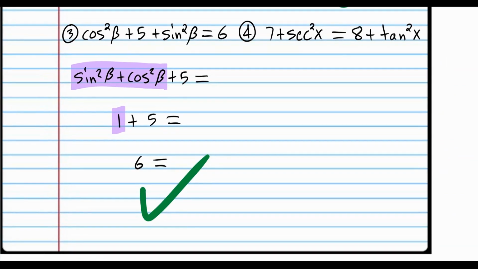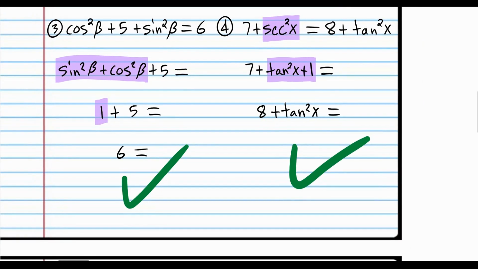Okay, let's try number 4. You know that secant squared is the same thing as tangent squared plus 1. So I used a Pythagorean identity. And 7 plus 1 is 8. And there you go. We're done.